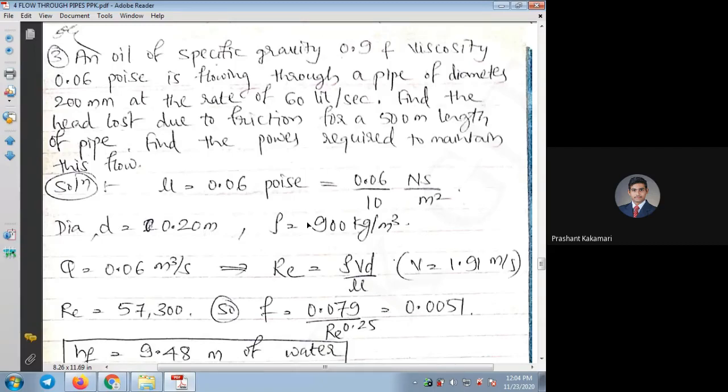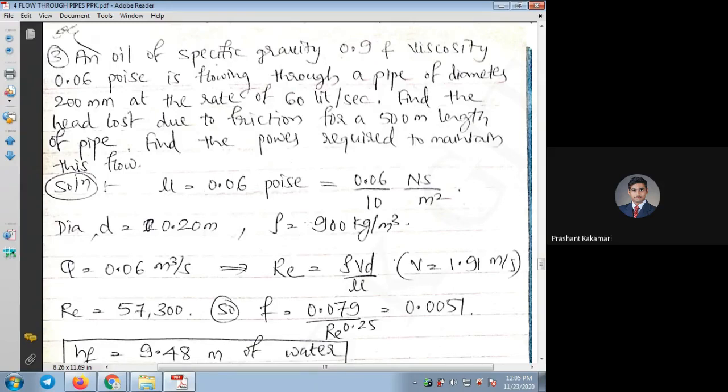These all things we have studied in the first chapter itself. From the first chapter, we are converting all these units and writing them in SI units. Next, the discharge is given in liter per second. We need to convert that into meter cube per second. Recall the conversion of liter per second into meter cube per second. In SI units, I get 0.06 meter cube per second. That is the discharge from the pipe. Then they have given the length of the pipe, that is 500 meters.